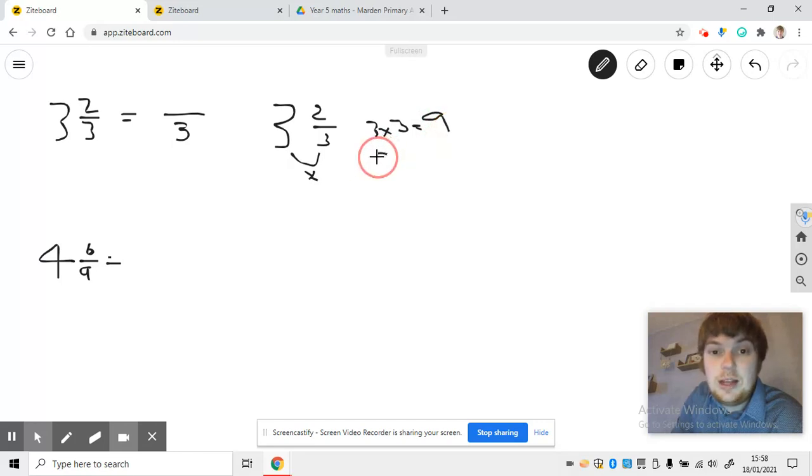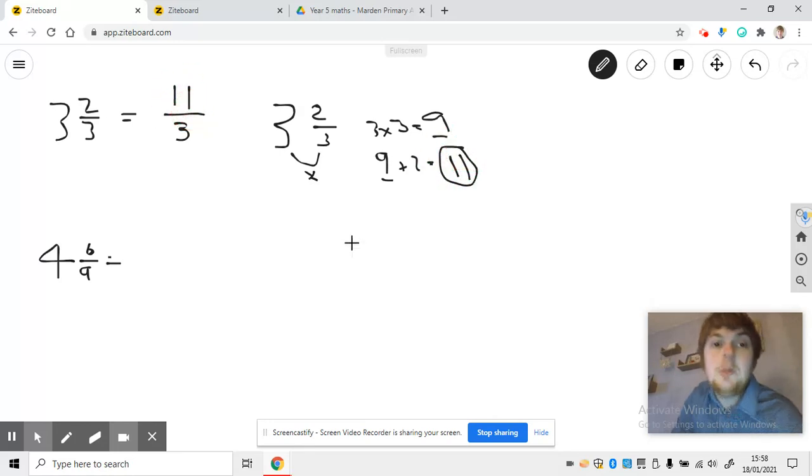And then with that 9, you add on your numerator that is in that original fraction. So 9 add 2, which equals 11. So that 11 becomes your numerator in your improper fraction. Because if we were to think of it the other way around, we would go, well, how many 3's go into 11? Well, we know that's 3. And then what's our remainder? 2. So 3 2/3 equals 11/3.